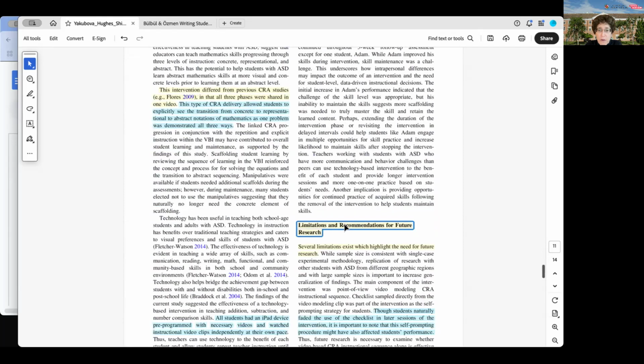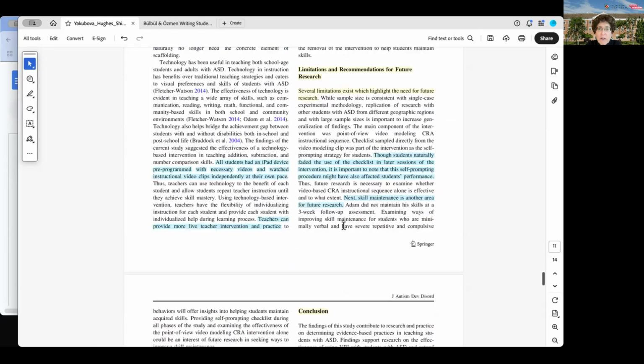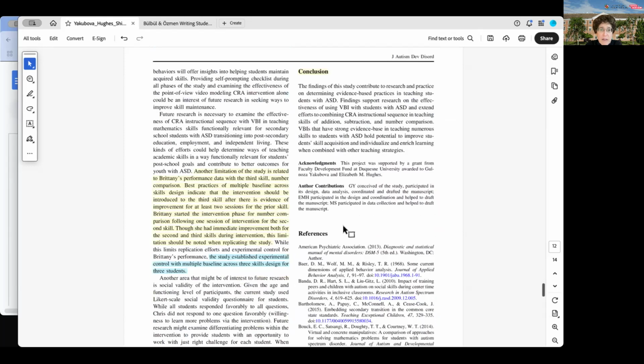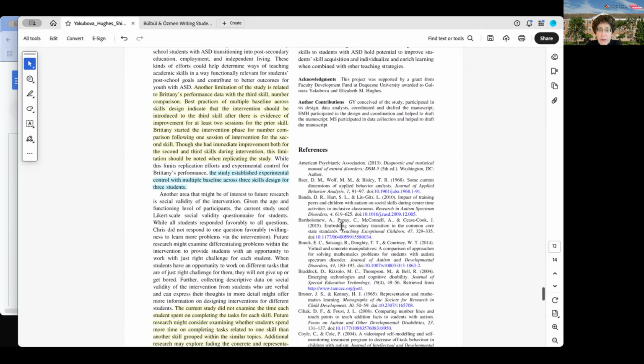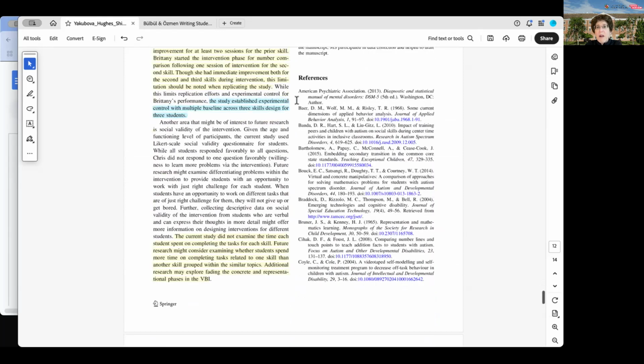They refer to some limitations and recommendations as well, and then the references that they cite. So there's so many references to include when you write a journal article that's in a high quality journal like this one.